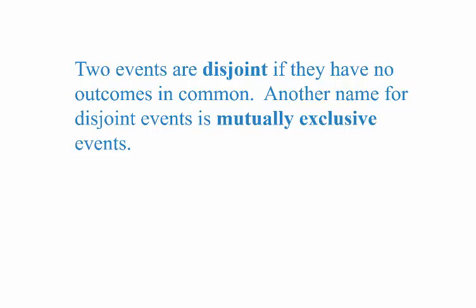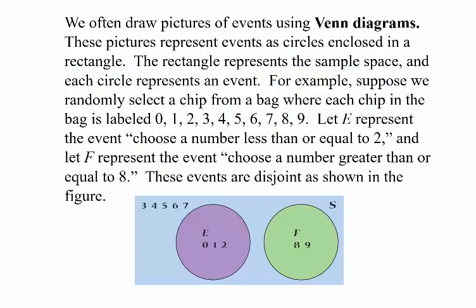So what the heck are disjoint events? Two events are disjoint if they have no outcomes in common. Another name for disjoint events is mutually exclusive, so they cannot happen at the same time. Two separate disjoint events can't be observed happening at the same time.